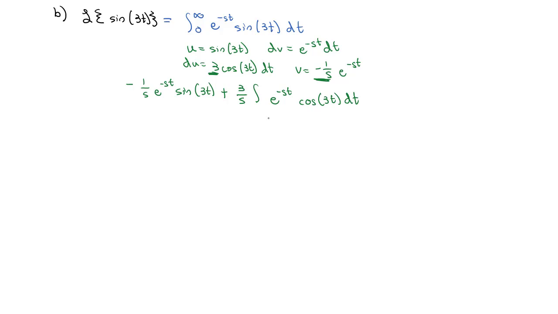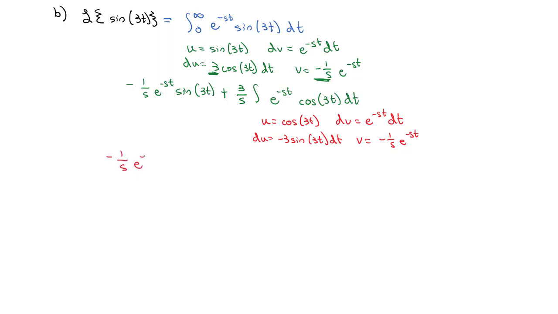Well, we're going to use integration by parts again in much the same way. The cosine of 3t is our u. dv is equal to e to the negative st dt. That makes our du negative 3 sine of 3t dt. And v becomes negative 1 over s e to the negative st. The front part all stays the same. It's not actually part of the integral.